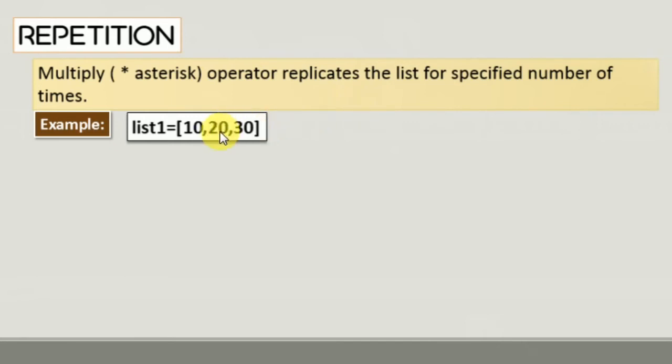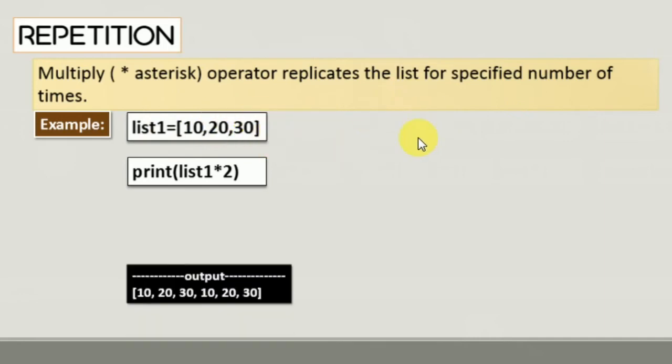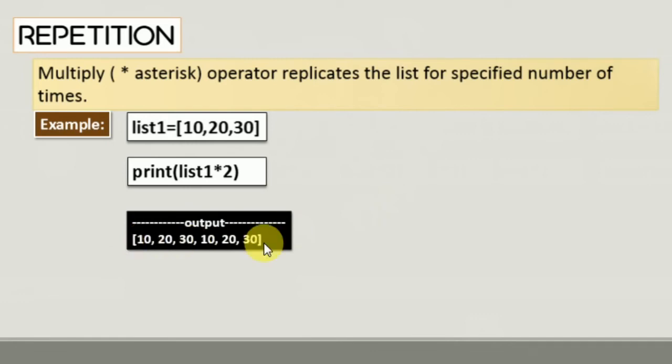Here is list 1: 10, 20, 30. Now I want to replicate this 2 times, 3 times, as many times as needed. So I write print list 1 multiplied by 2, which means I need to replicate this value 2 times: 10, 20, 30, again 10, 20, 30. If I execute this line, this is the list that is going to be displayed.